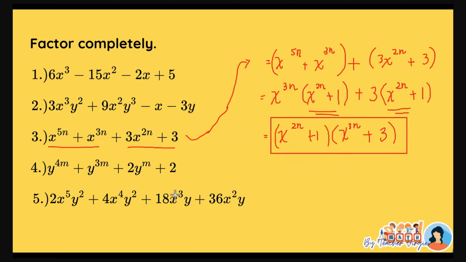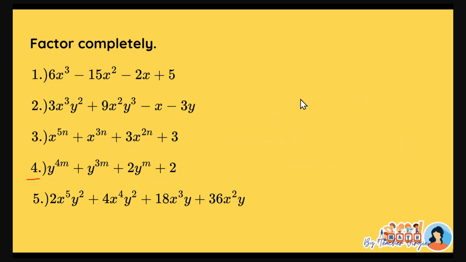Okay, similar with number 4, we have y to the 4m power, y to the 3m power, plus 2y to the m power, plus 2. So similar, we can combine this and this one. Okay, let's begin for number 4.